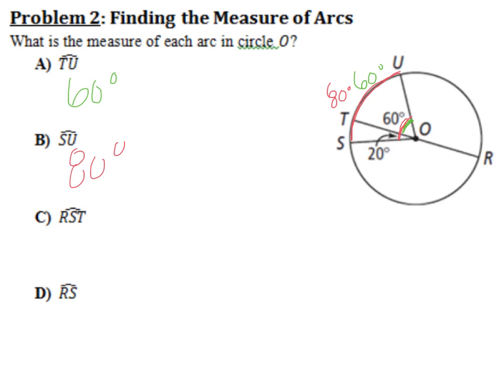Now if I look at RST, I'm first going to draw it out. RST, this arc right here, is a semicircle, so I know that's going to be 180 degrees. And my last one, if I look at RS, it's just the arc right here. Well, I know this little bit is 20, and I know the whole thing is 180, so I could do 180 minus 20 to get 160 degrees.